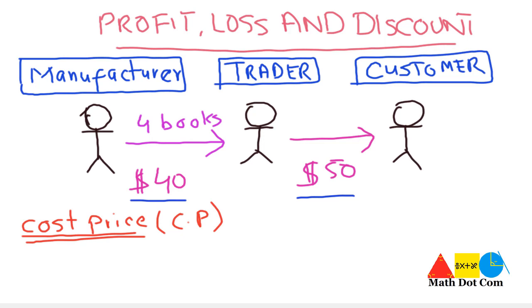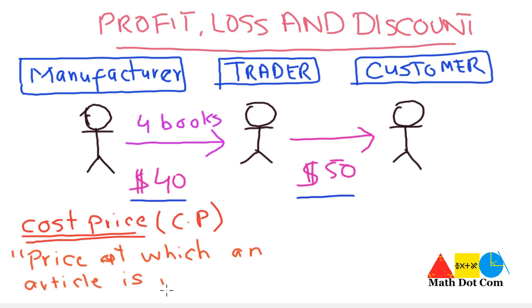So cost price is basically the price at which an article is purchased. An article could be anything. For example, here the books are the article. So cost price is defined as the price at which an article is purchased.